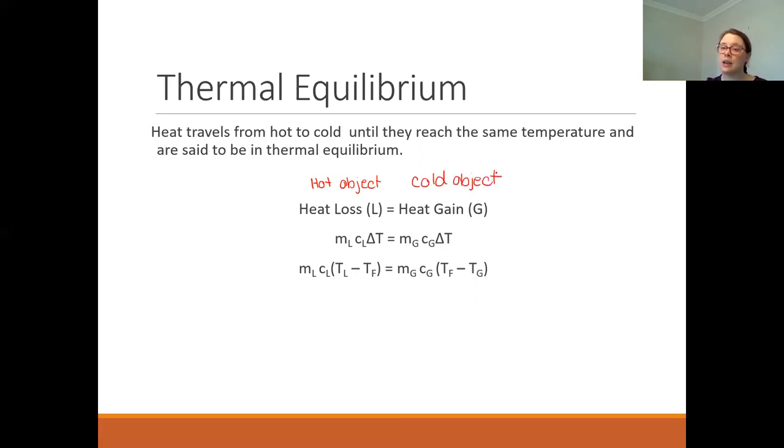It's actually an example of conservation of energy. Energy is neither created nor destroyed, it's just transferred from one place to the other. And because it's just transferred from one place to the other, that allows us to figure out what the final temperature of the object would be.